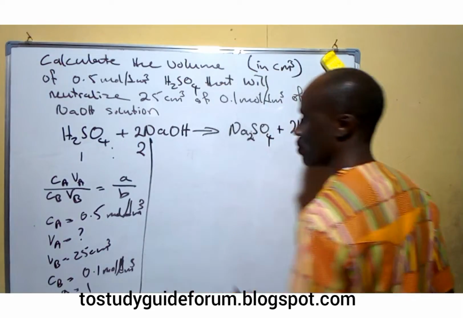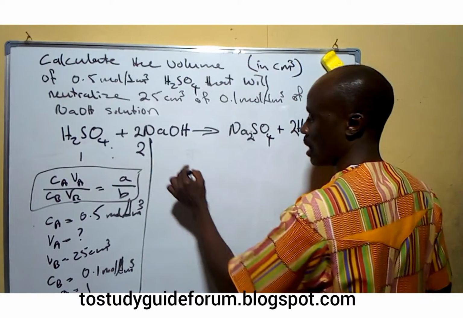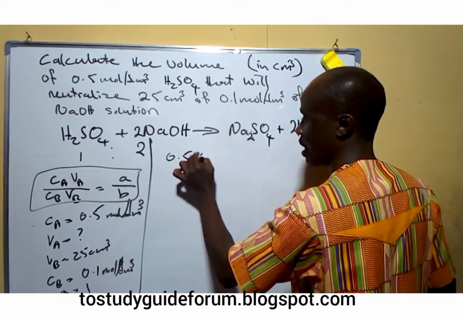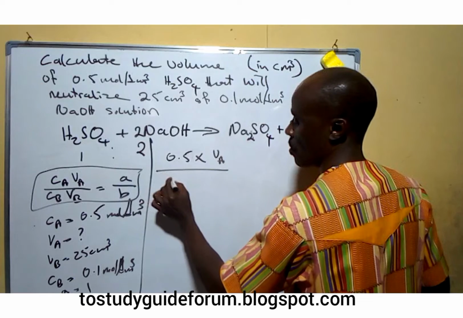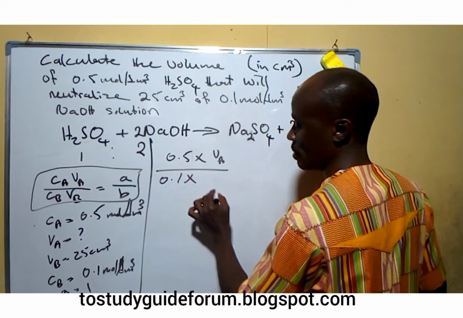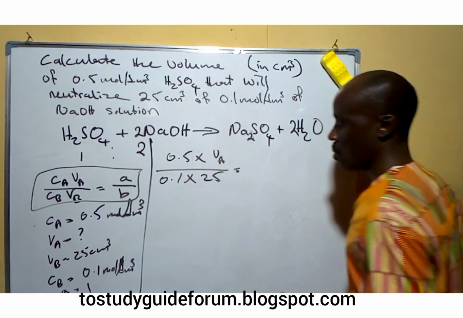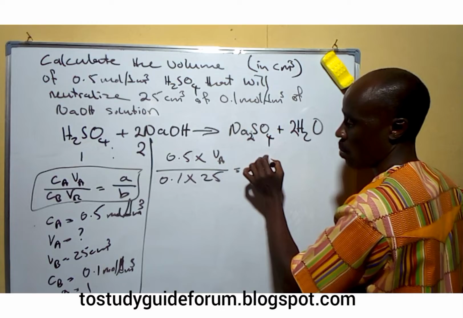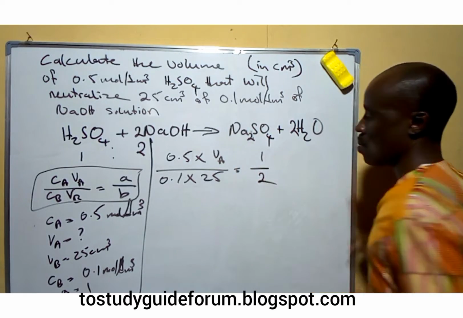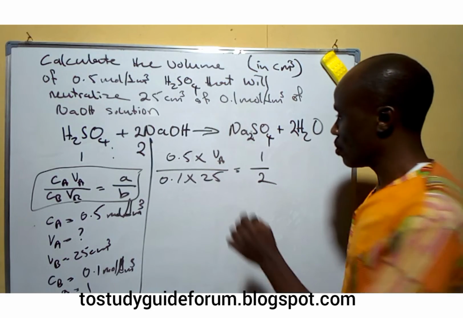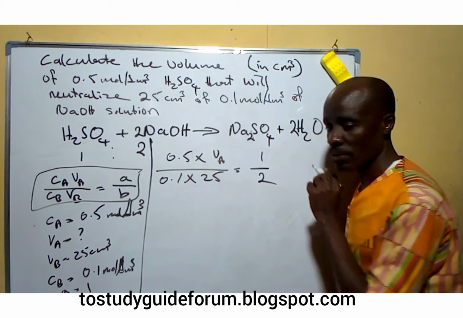So we're going to substitute for all this. If you substitute using our formula, you can see that we have 0.5 times volume unknown, all over concentration 0.1 times volume, which is 25, equal to 1 over 2. So now what we do here is to make V, the volume of the acid, the subject of the formula.